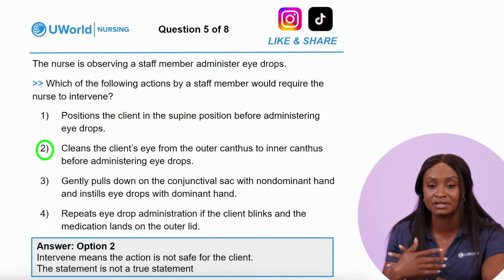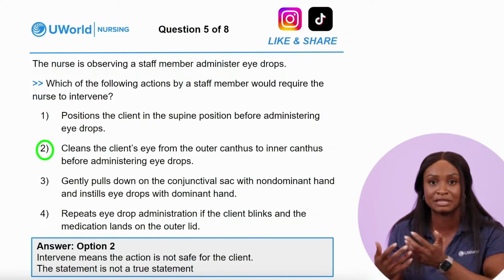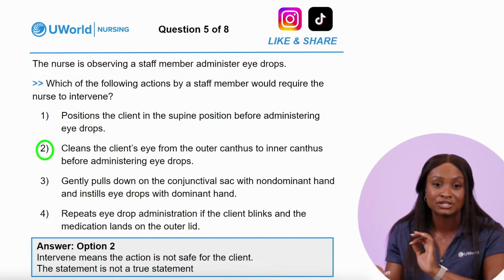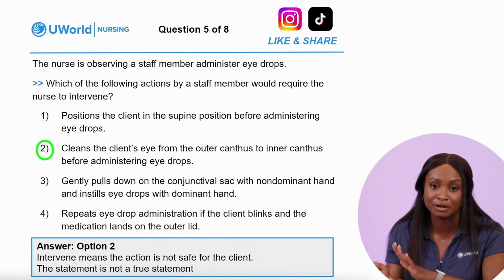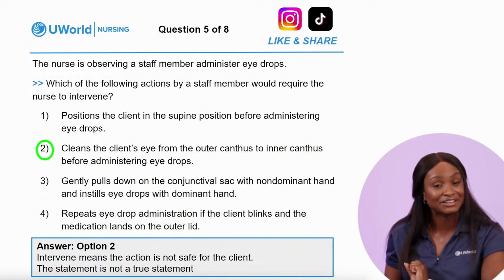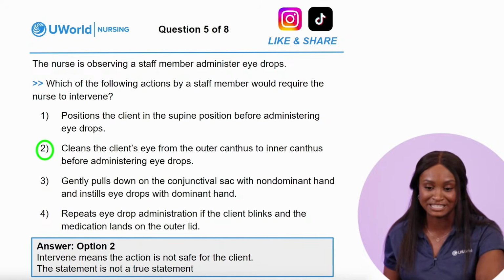All the other options are correct ways to put the patient in the correct position, and if it actually didn't get in the eyes. So the only incorrect teaching point here would be option 2. We want to clean from the inside out. But y'all guys did very good on that one. Nice and easy fundamental.